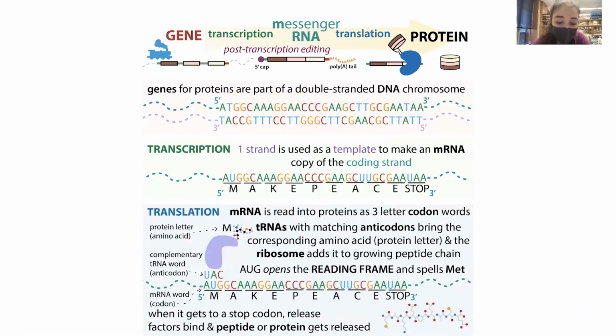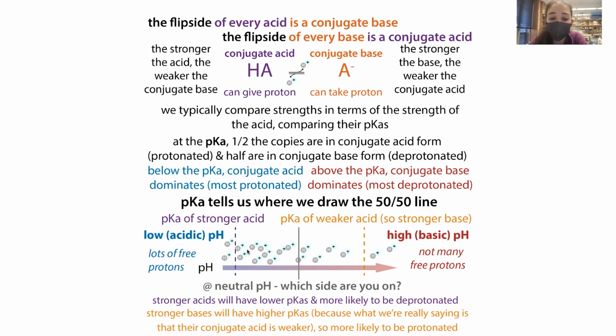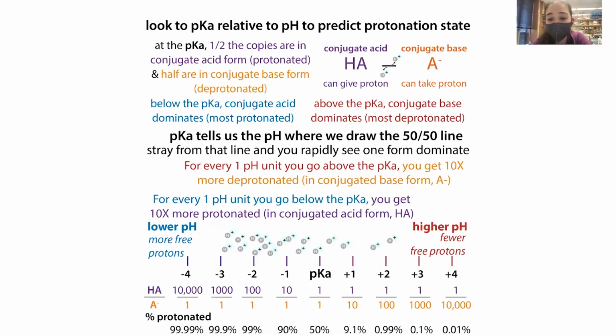pKa. So for an acid, that's something that donates a proton. A strong acid is going to have a low pKa. We're basically always going to be at a higher pH than the pKa, and so it's almost always going to be deprotonated. With serine, we're looking at a pKa of about 13. So it's going to be very, very much in the protonated state.